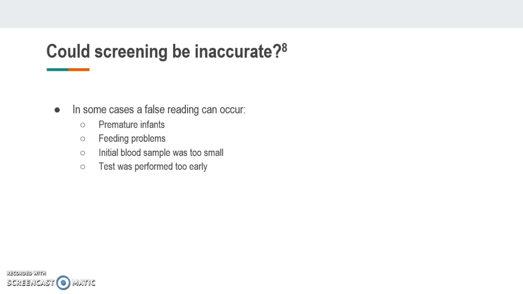However, there are some instances where a false or inaccurate reading may occur. If an infant is born prematurely, this could give a false positive reading due to certain liver enzymes not being developed yet. Feeding problems can also give an inaccurate reading. If the infant does not feed well or has problems with vomiting, it could give a false negative reading because not enough protein has been able to enter the system of the infant. If the initial blood sample collected is too small, a false positive result could occur. And if a test is conducted too early, this could result in a false positive reading as well.